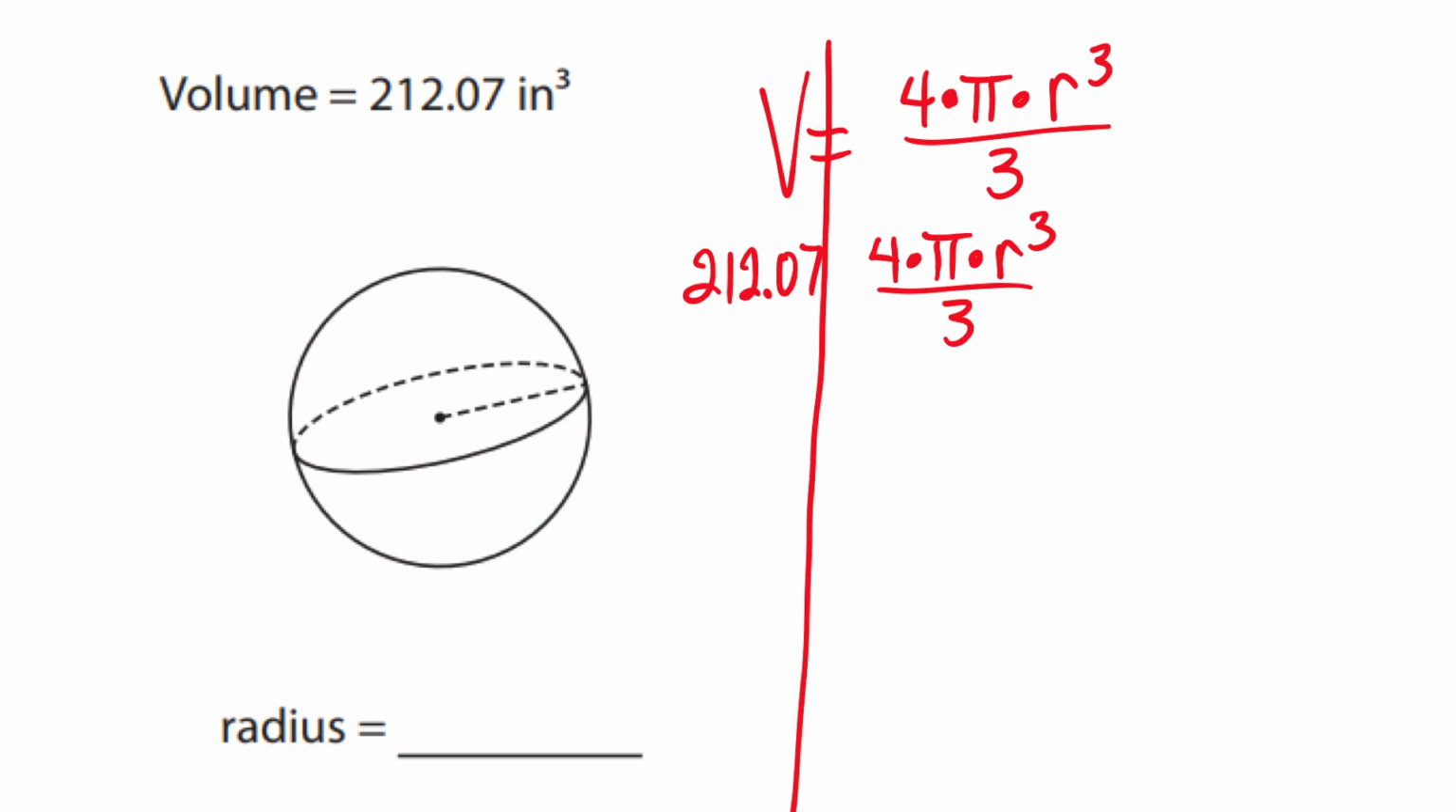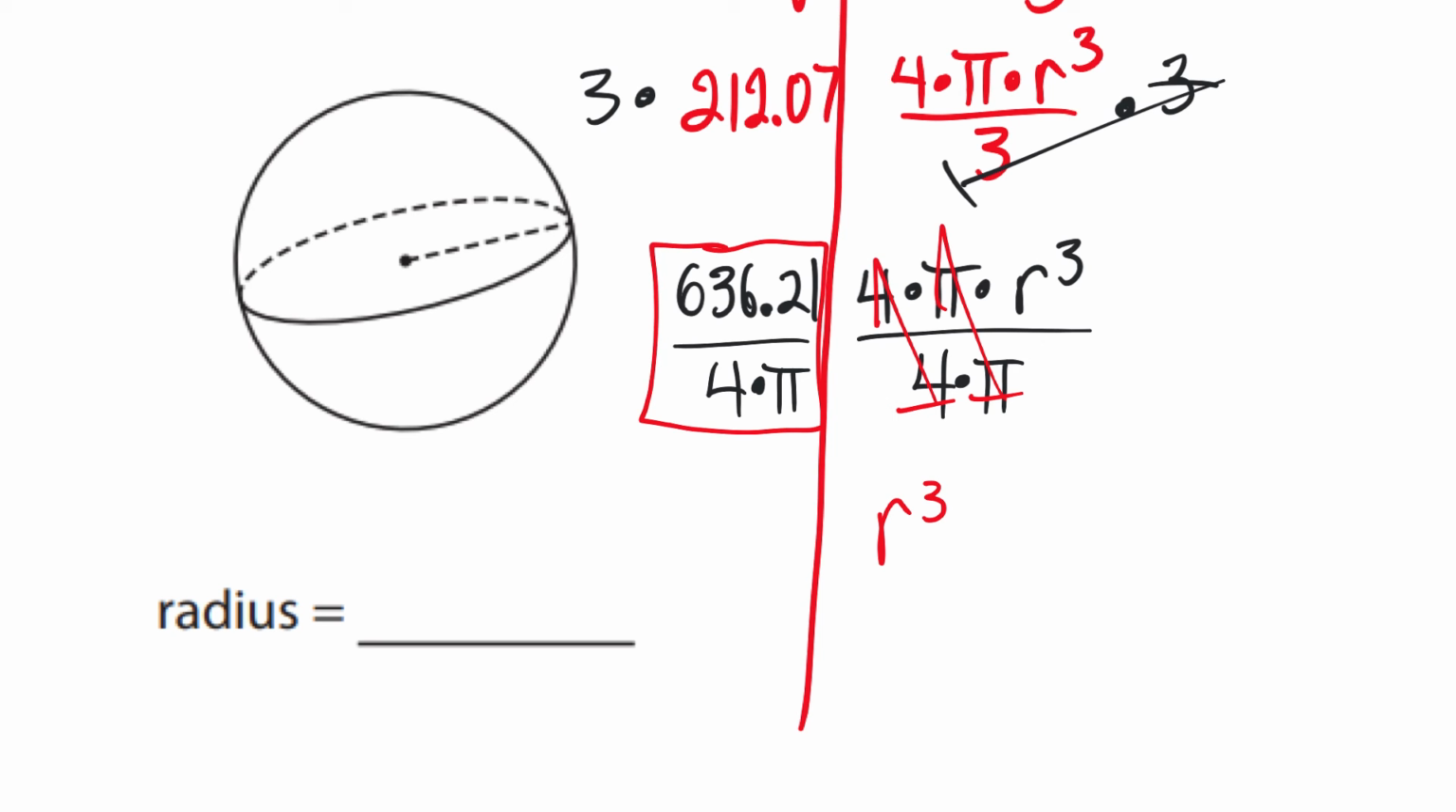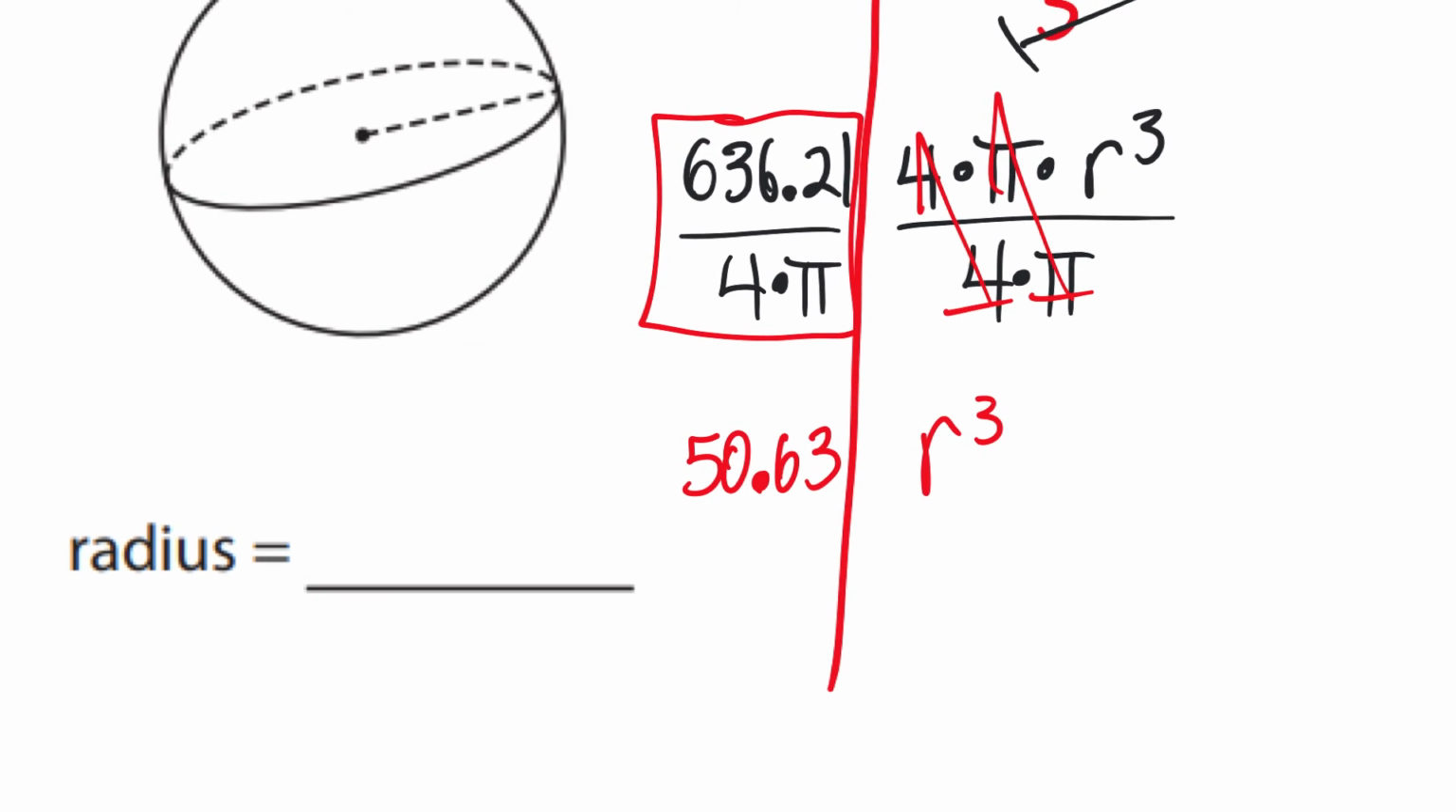So on this one, the first thing I need to deal with is this 3 right here. Since I'm dividing all of this by 3, I need to do the opposite of that. I need to multiply by 3. That way these 3's cancel. It's going to give me 636.21. Now I'm going to divide both sides by 4 pi. That cancels, that cancels. Just typing this whole thing in. It's going to be 50.63.